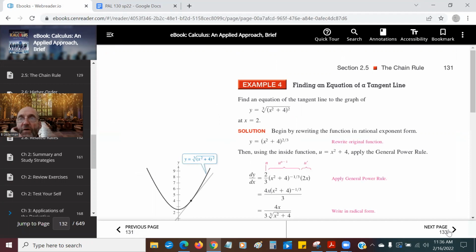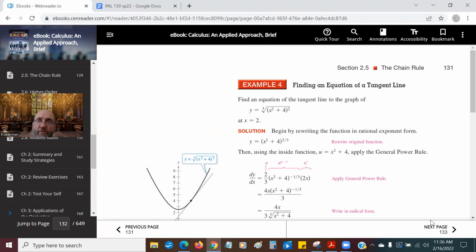Okay, finding an equation of the tangent line. So we're going to use the chain rule. It's not that we're using the chain rule to find the equation of the tangent line. We're using the chain rule to find the derivative. Once we have the derivative, we're going to use basic algebra to find the equation of the tangent line, which is what we've been doing all along.